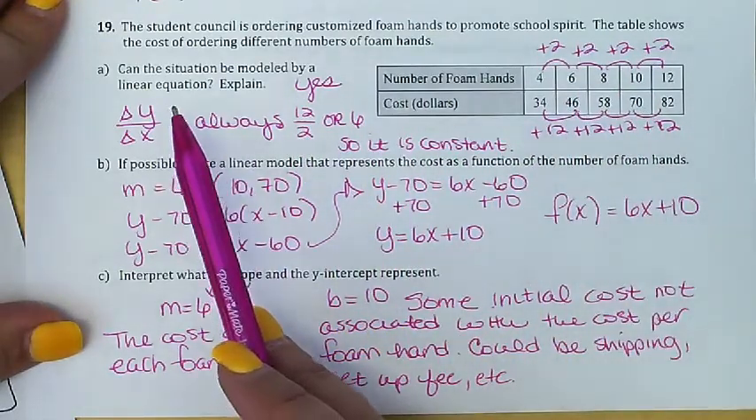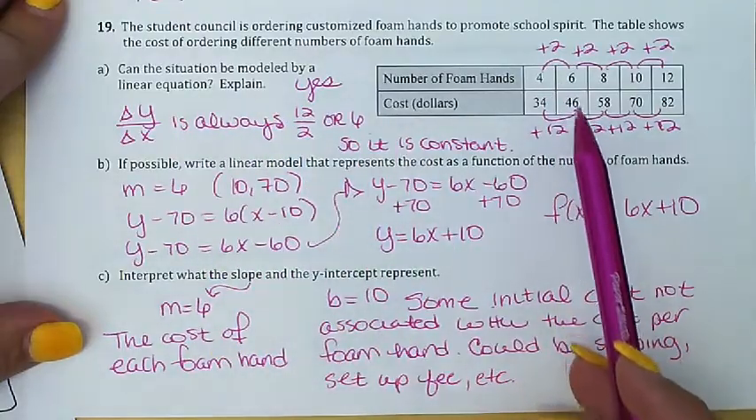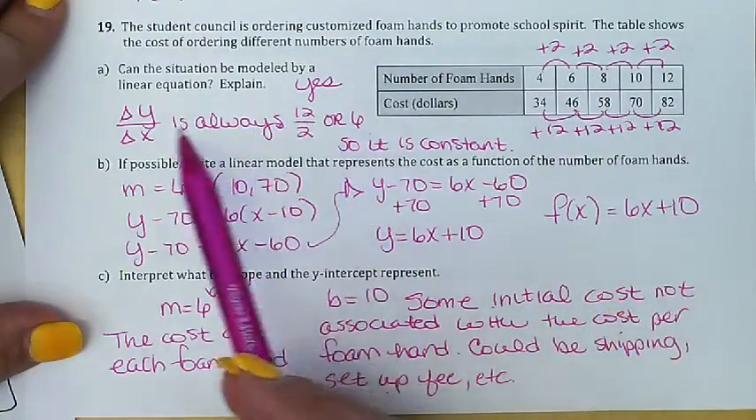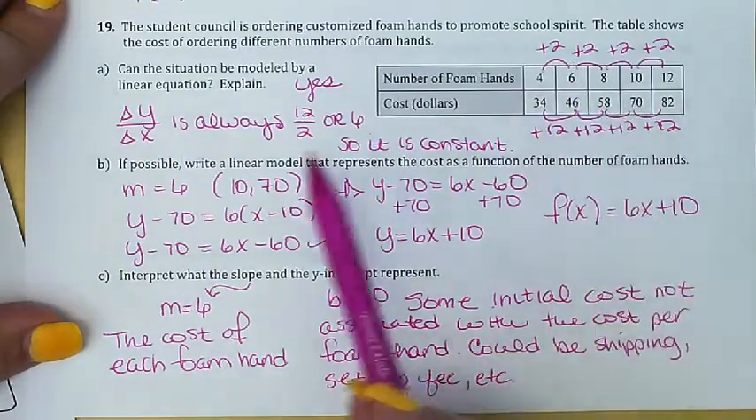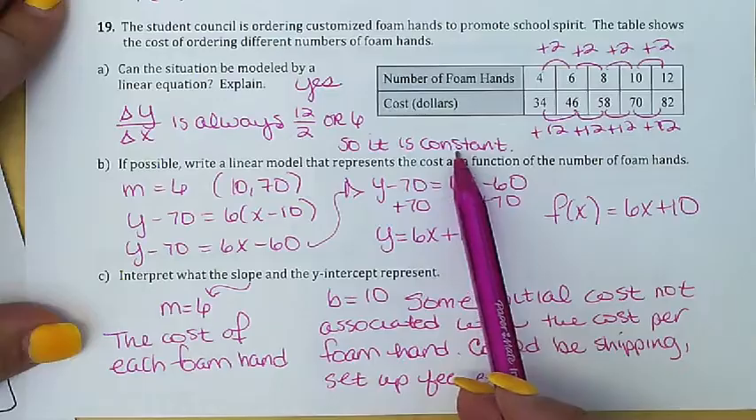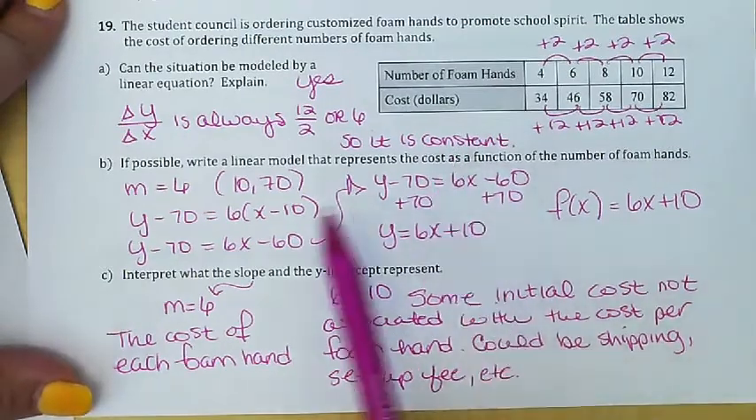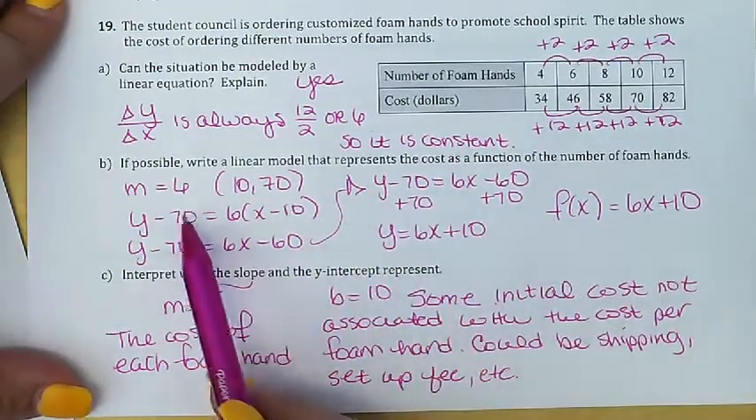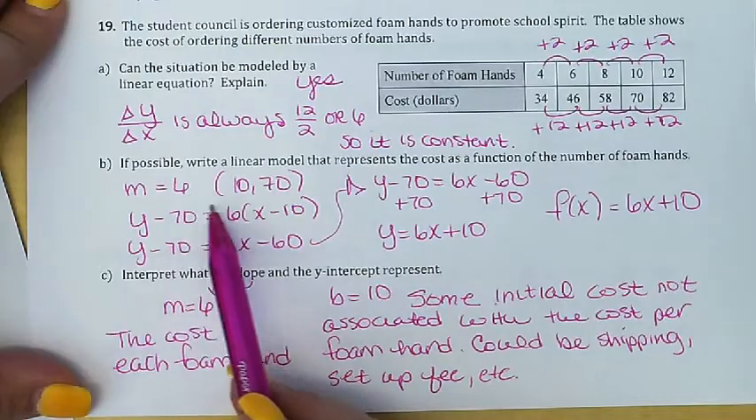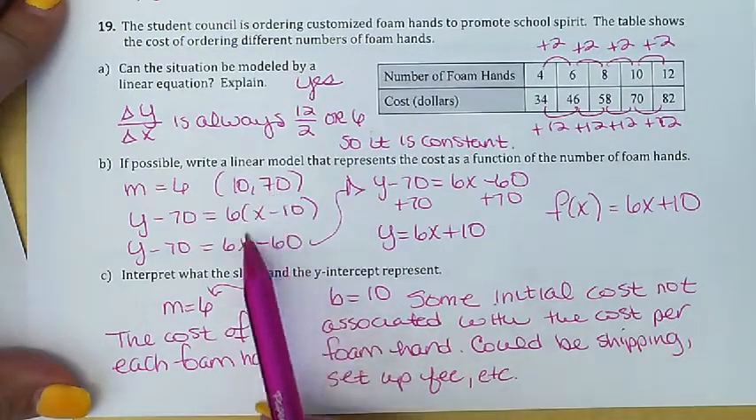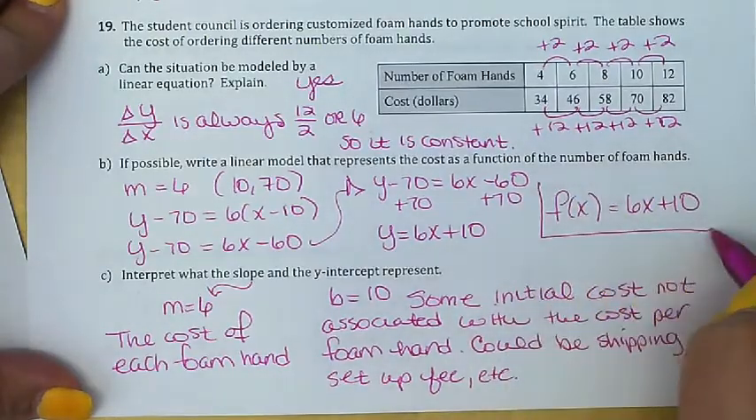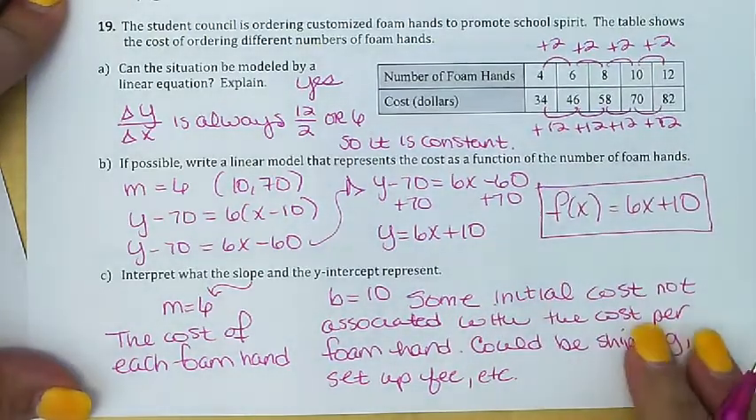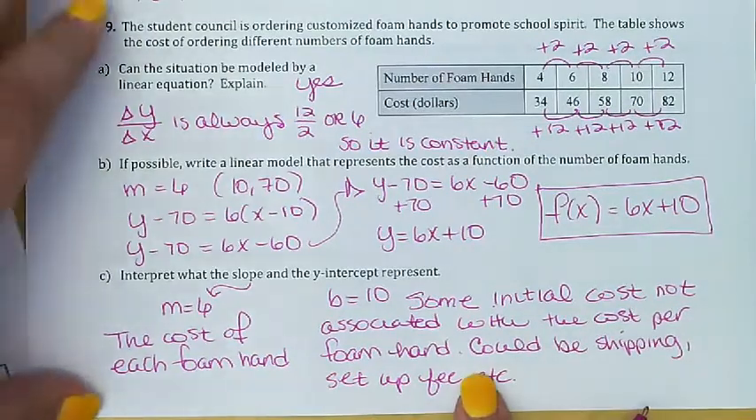So was it linear? Yes. The rate of change was always the same. The ratio of the change in y over the change in x was always 12 over 2, 12 over 2, or in other words, 6. So that was a constant rate of change. So it's linear. To write a function, I used that same rate of change as the slope, and any given point would work. But when you write the function itself, it ends up being 6x plus 10. So f of x equals 6x plus 10.